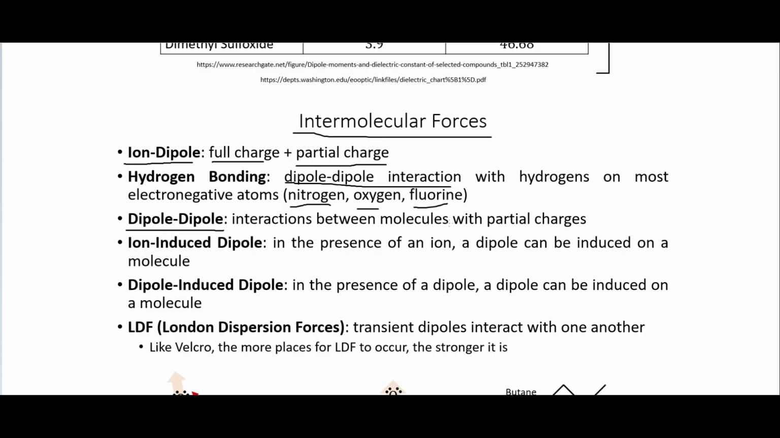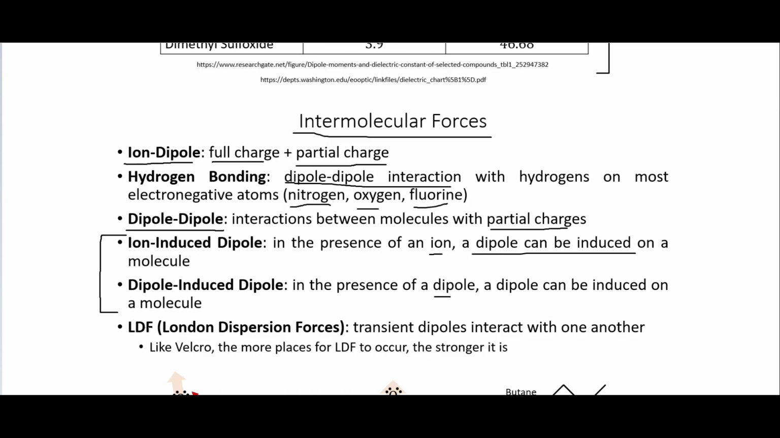So these are interactions between molecules with partial charges. Ion-induced dipole: in the presence of an ion, a dipole can be induced on a molecule. And dipole-induced dipole: in the presence of a dipole, a dipole can be induced on another molecule. A lot of treatments of these intermolecular forces will even leave these two off because they're not as important. They are important, which is why I list them here, but a lot of times you'll see those just left off of this list.